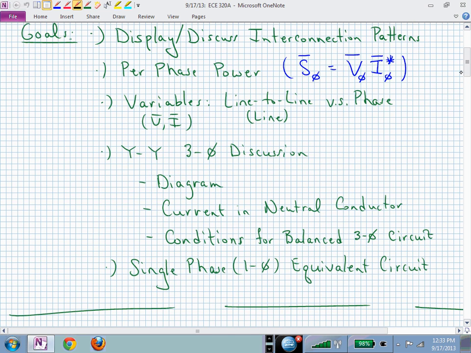Then we will start to examine the analysis of these 3-phase systems by reintroducing the YY configuration, showing how we can identify the current in the neutral conductor. We'll state the conditions for a circuit to be balanced in a 3-phase setting, and then we will try to analyze or start to find some of these quantities, voltages and currents, in a 3-phase circuit based on a single-phase equivalent circuit. That's the plan.